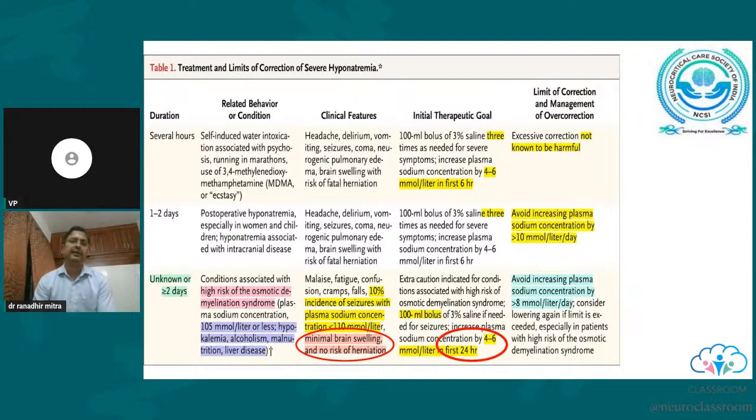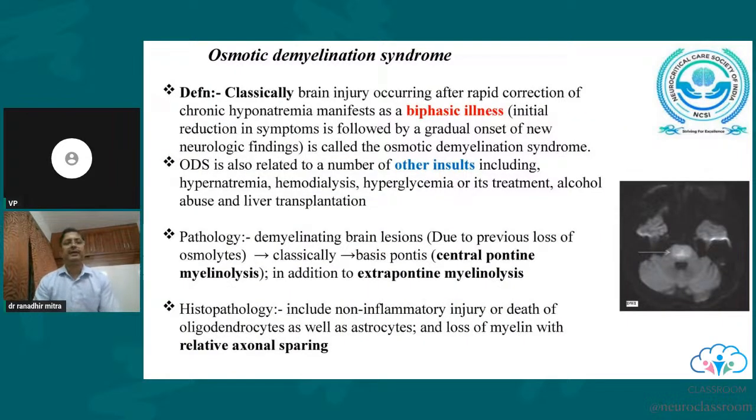And in unknown cases of hyponatremia, you always have to assume that it is a chronic hyponatremia and go slow. So rapid correction can cause osmotic demyelination syndrome. It is a biphasic illness, and generally it autocorrects over time.